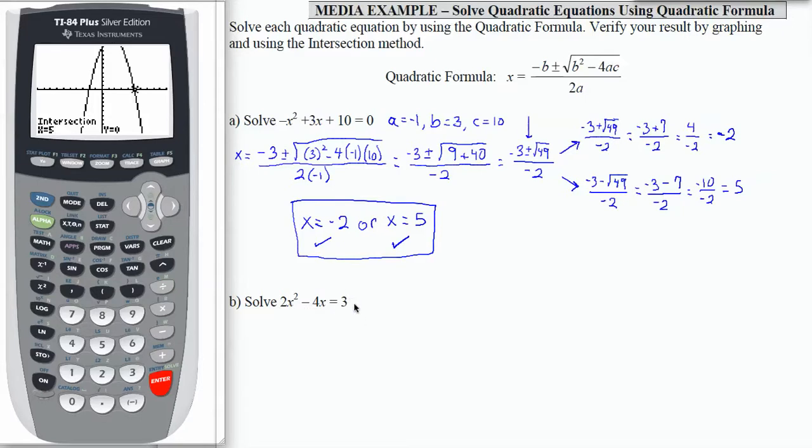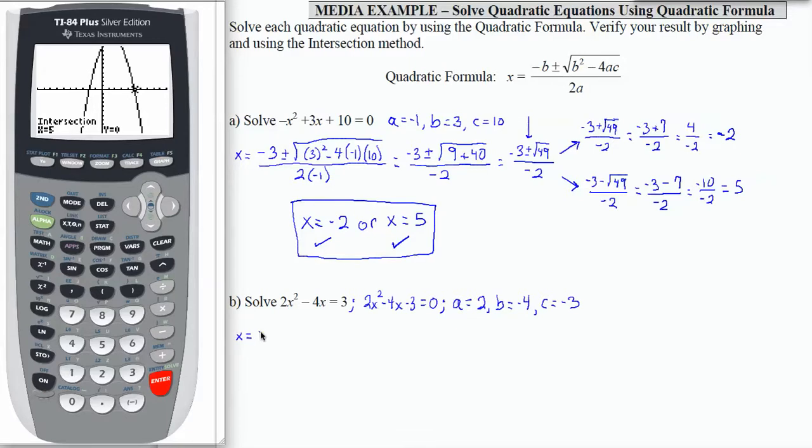The first thing we need to do, however, is to make sure that our quadratic is in standard form, meaning that we want to subtract 3 from both sides and set our equation equal to 0. Once we do that, we can identify the coefficients. A is the coefficient of x squared, so that's 2. B is the coefficient of x, so that's negative 4. And c is the constant term, so that's negative 3. I'm going to plug those into my quadratic formula very carefully.